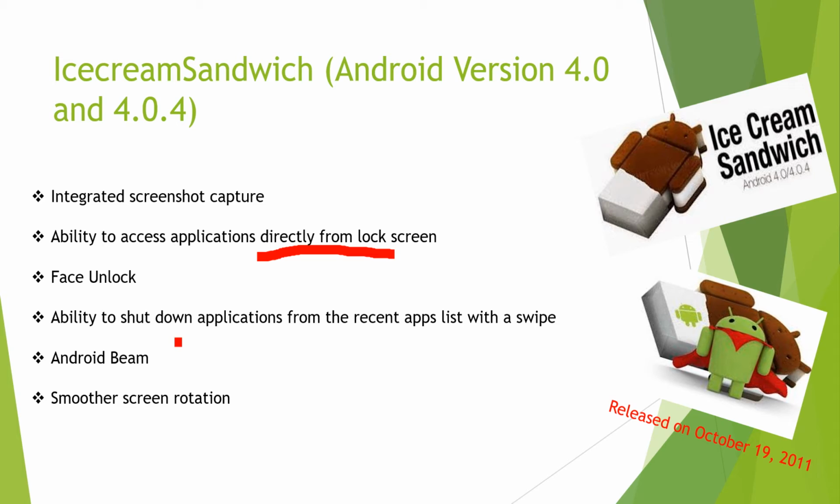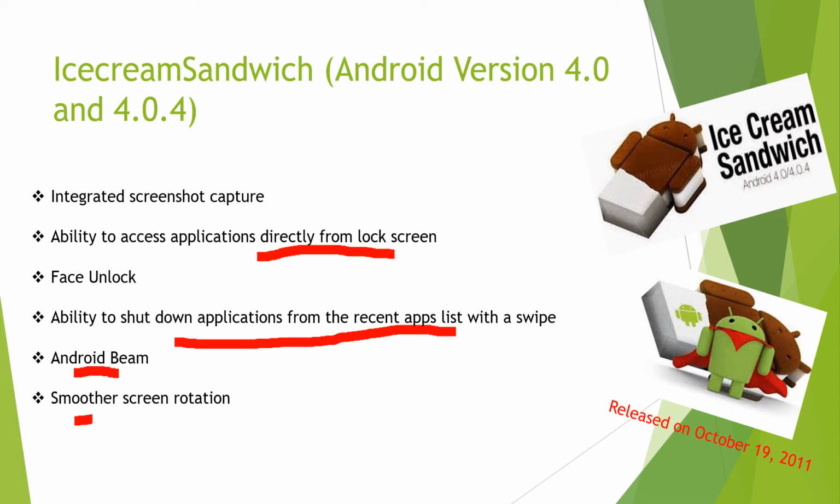Then, it included the ability to shut down applications from recent app list with a swipe. So in Honeycomb, we saw Honeycomb just listed the recent apps that were used so that we could traverse from one app to another app. But in IcecreamSandwich, we had the ability to even close that application by just swiping it. Another feature introduced in IcecreamSandwich was Android Beam. Android Beam was a near field communication feature which allowed rapid short range exchange of web bookmarks, contact information, directions, YouTube videos, and other data.